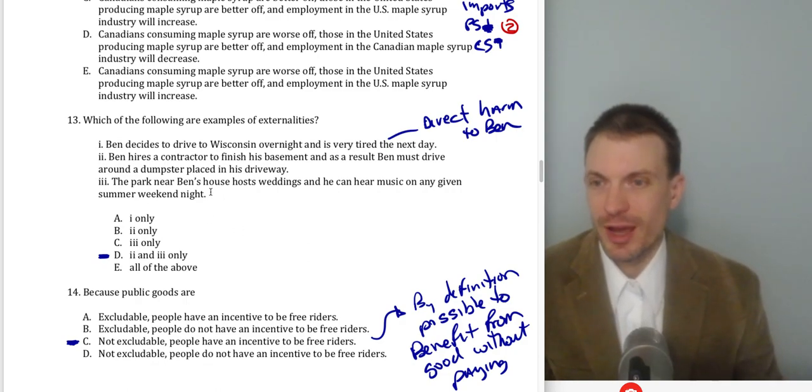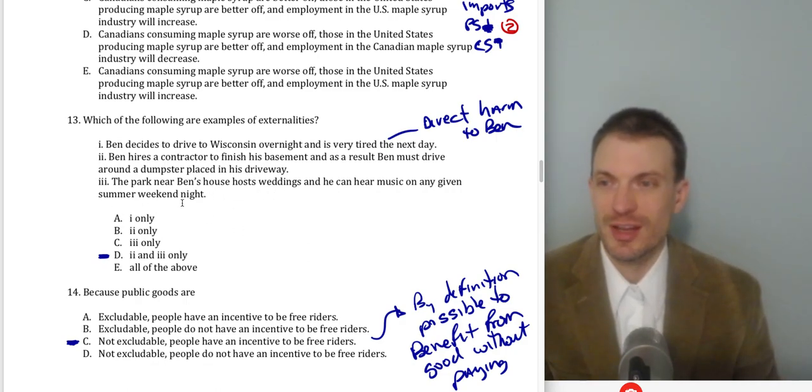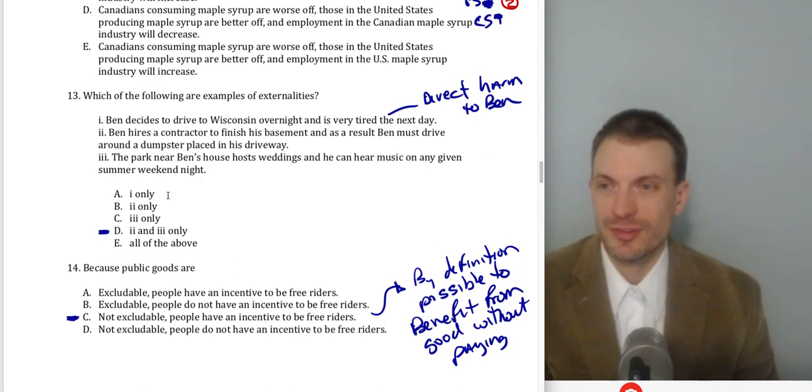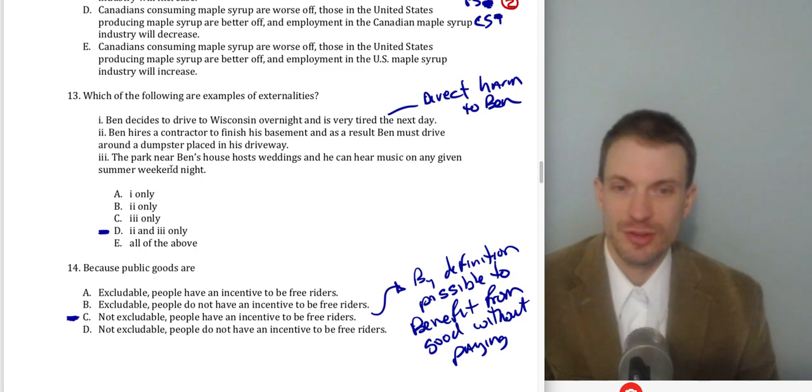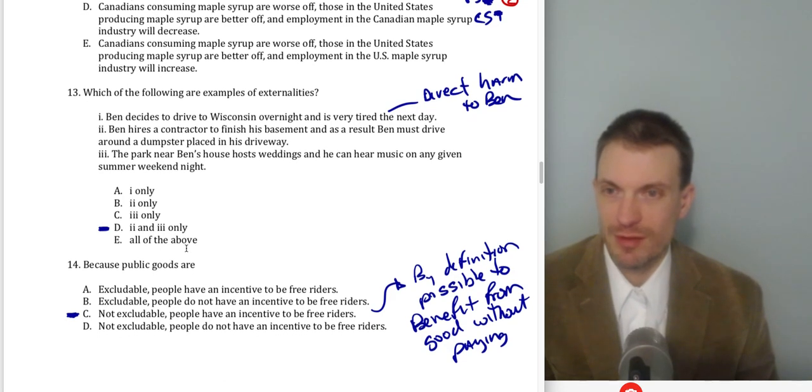The park near my house hosts weddings, and I can hear music on any given summer weekend. Yes, that's an externality, right? So there's a positive externality associated with that market behavior.